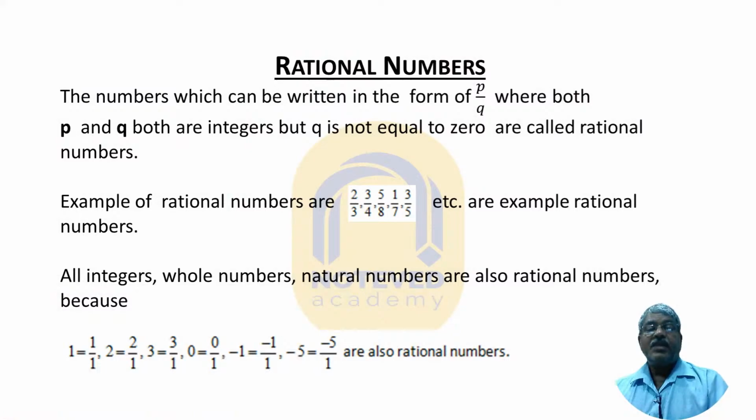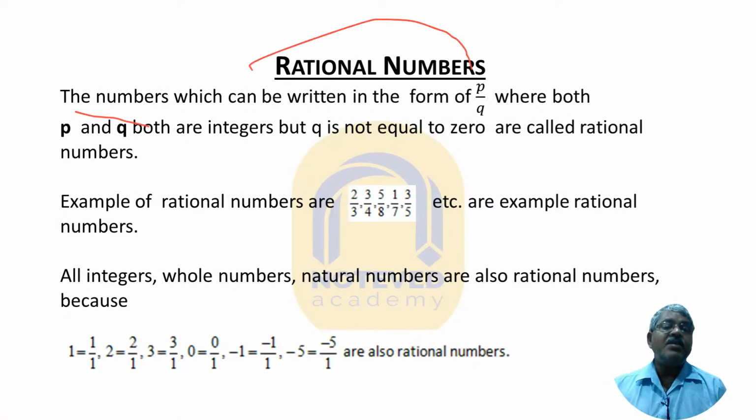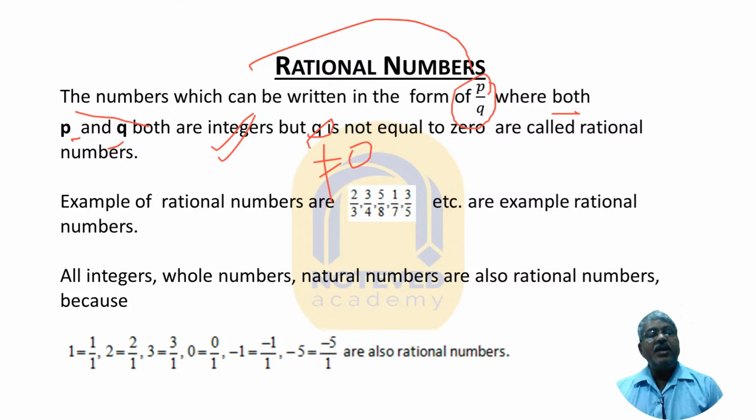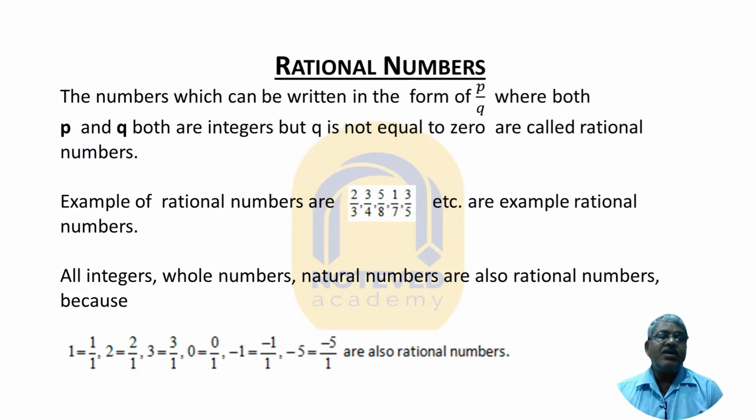Look, rational numbers are the numbers which can be written in the form p by q, where both p and q are integers, but q is not equal to 0. You understand the concept in higher classes, but till today, in your class, you simply don't write 0 at the denominator, because any number cannot be divided by 0.